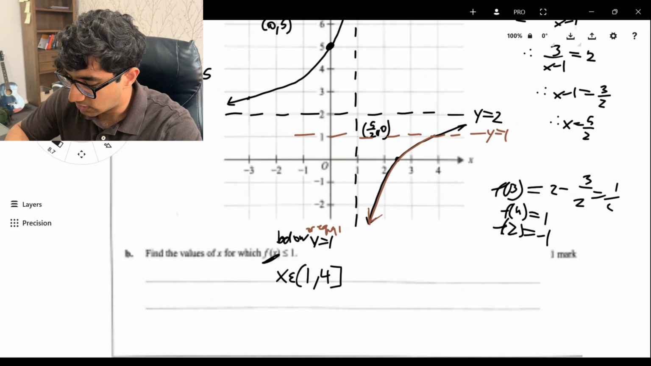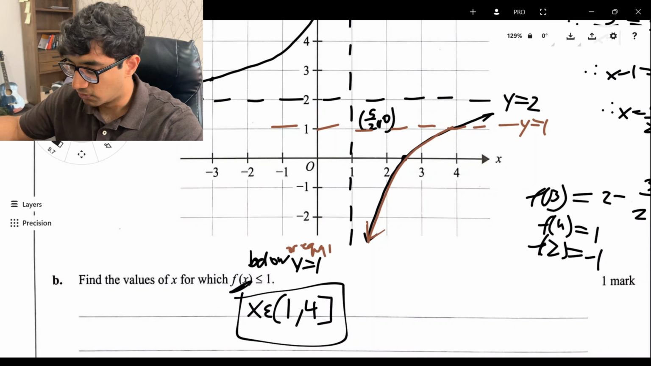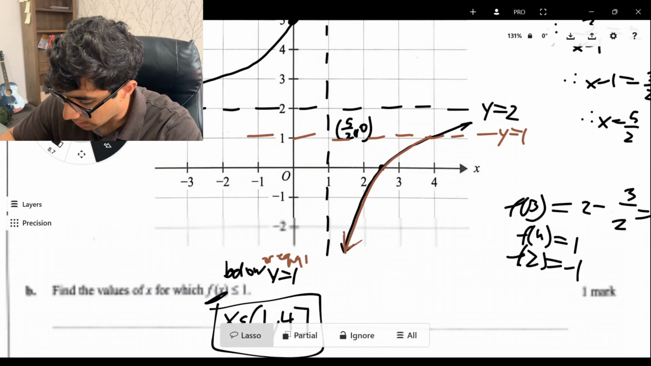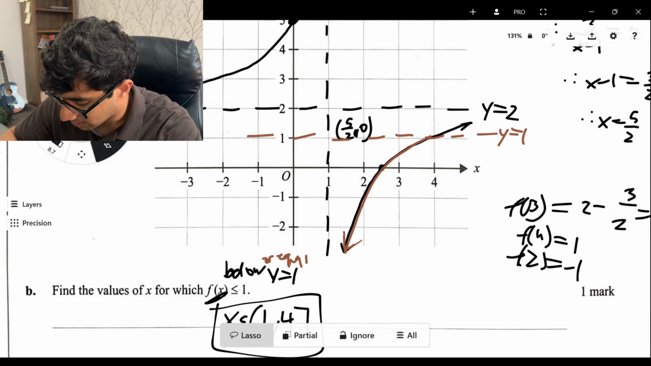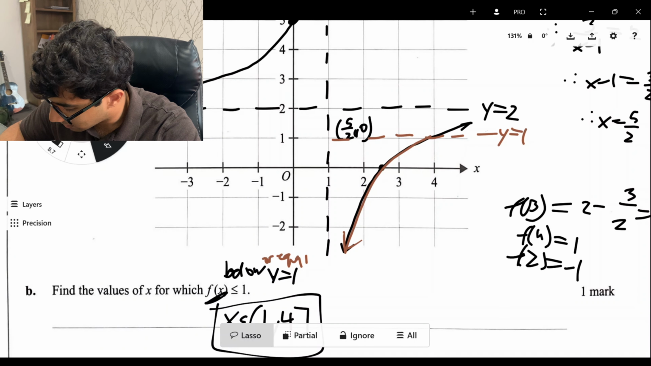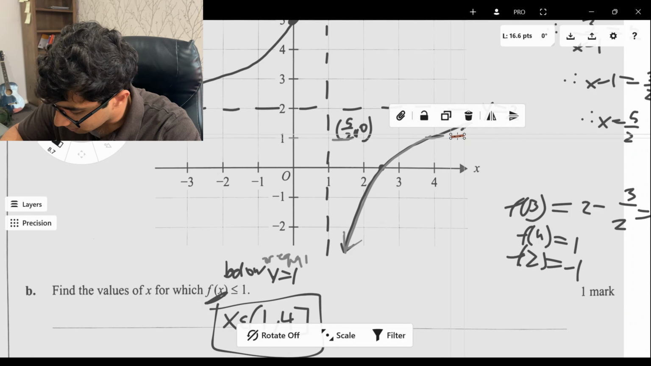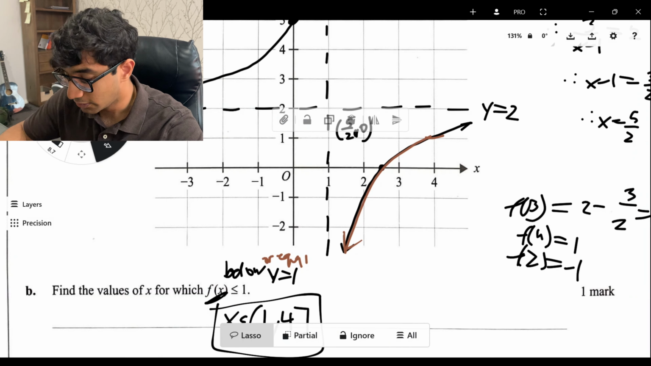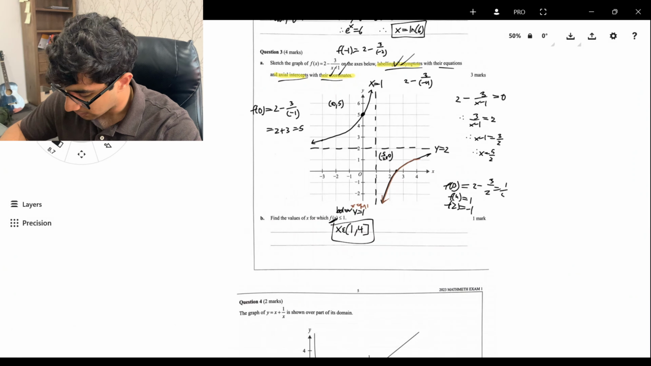So all you're left with is from 1 exclusive to 4 inclusive, okay? And I'll delete all of these brown dashed lines that I'm drawing here. But yeah, that's really all there is to it. So hopefully that makes sense to you guys, okay?